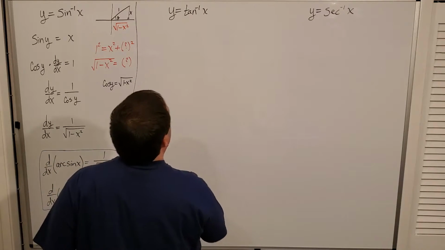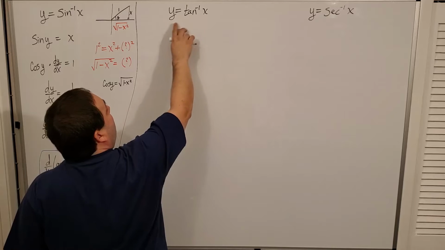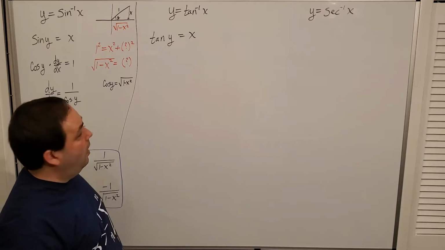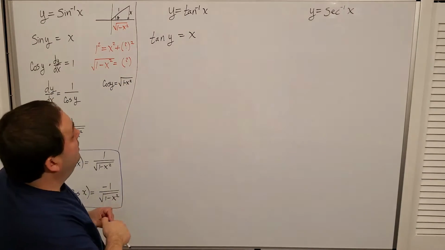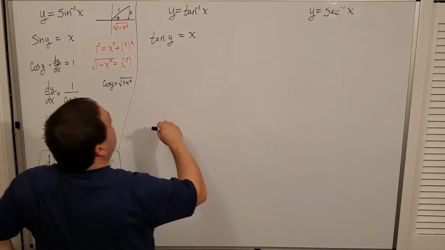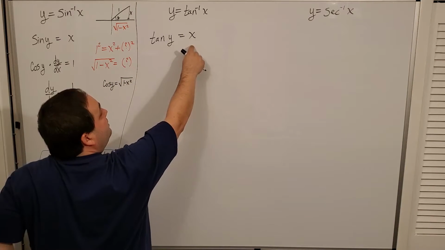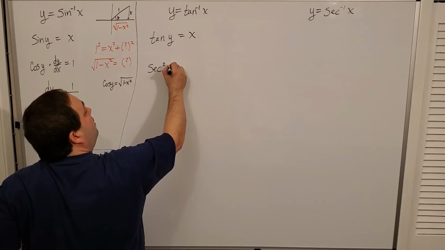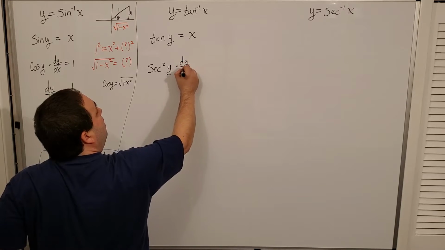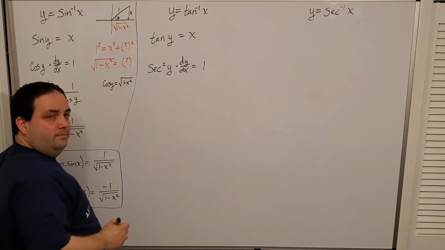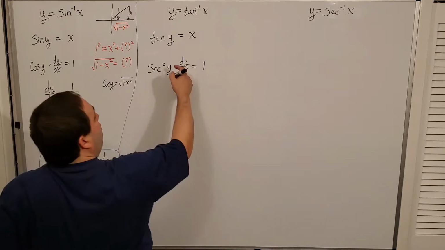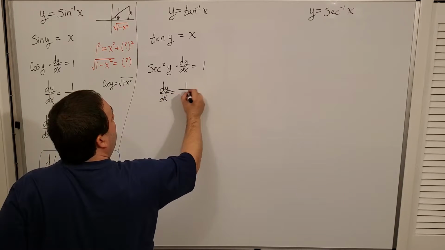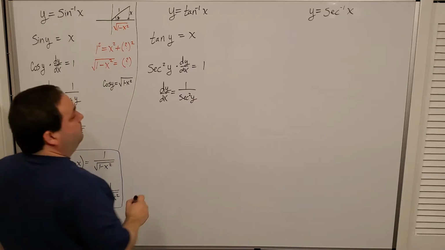Section this off here. Let's go through the same format, right? I'm going to say that tangent of y is equal to x, right? That's how inverses work. Tangent of y is equal to x. So therefore, if I take derivative of both sides, derivative of tangent of y is secant squared of y times dy dx is equal to 1. So then dy over dx is equal to 1 over secant squared y. Okay?